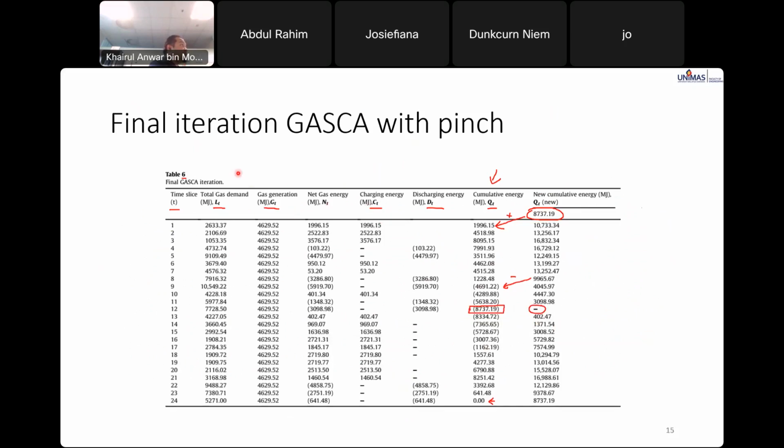So this is the final iteration of JASCA with pinch. So they managed to reduce the gas generation to 4,630 megajoule from the initial 5,400. The pinch occurs at time slice 12. See here, zero.